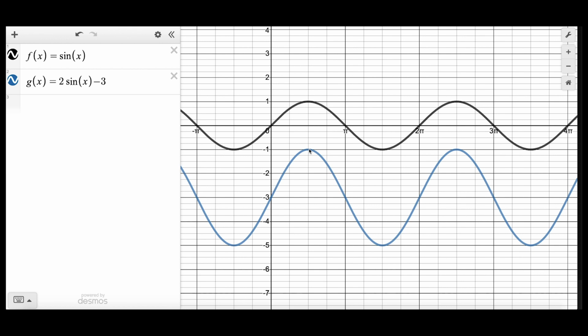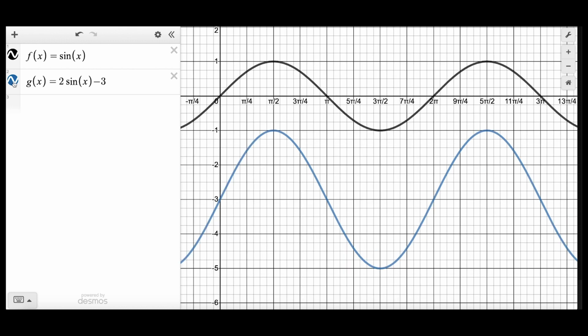So 1, 2. The period of the function, the time it takes for it to make one full cycle, the up, down, and back, is still 2 pi. Let's take a look at another example.